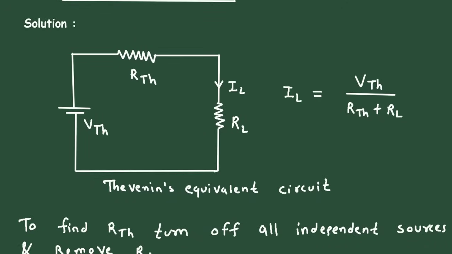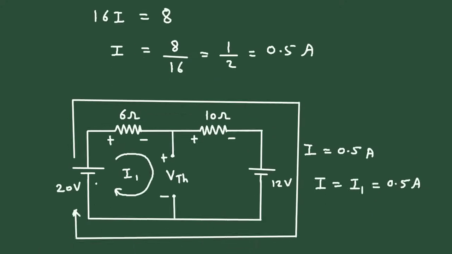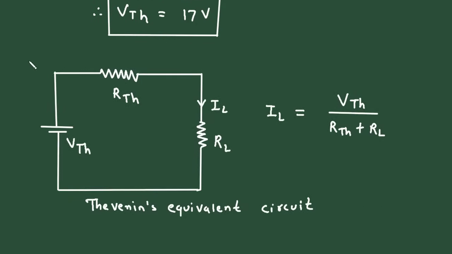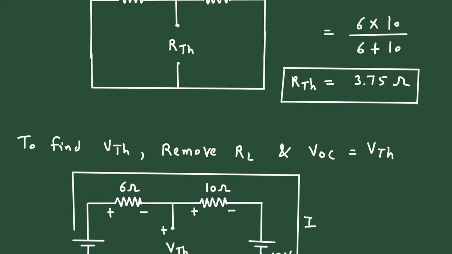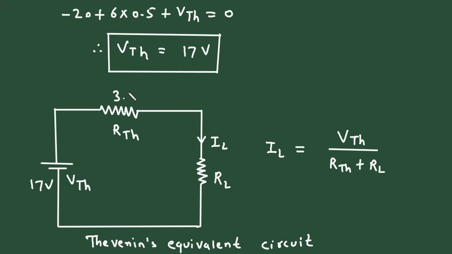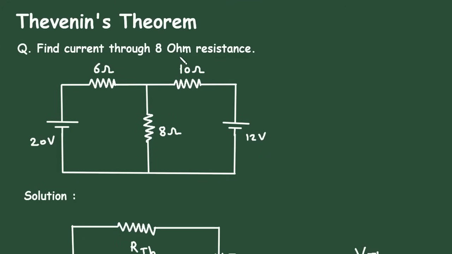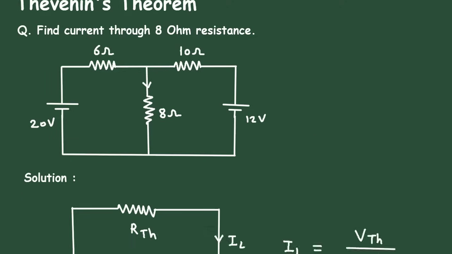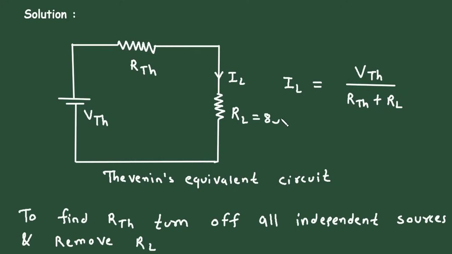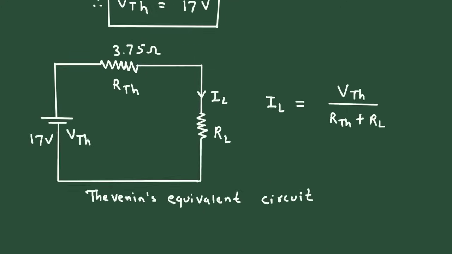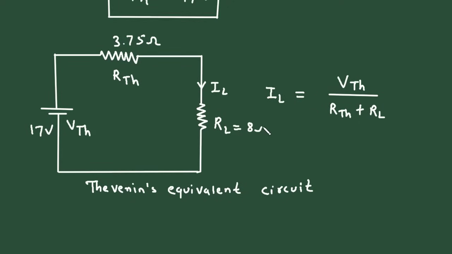So we can draw Thevenin's equivalent circuit. Let's copy this circuit from here, and now let's paste it here. Now substitute the value of VTH. It is 17 volt. And the value of RTH is 3.75 ohm. The value of RL: here we can see in this question, we have to find the current through 8 ohm resistance. That means this is our RL. So here we can write RL is equal to 8 ohm.